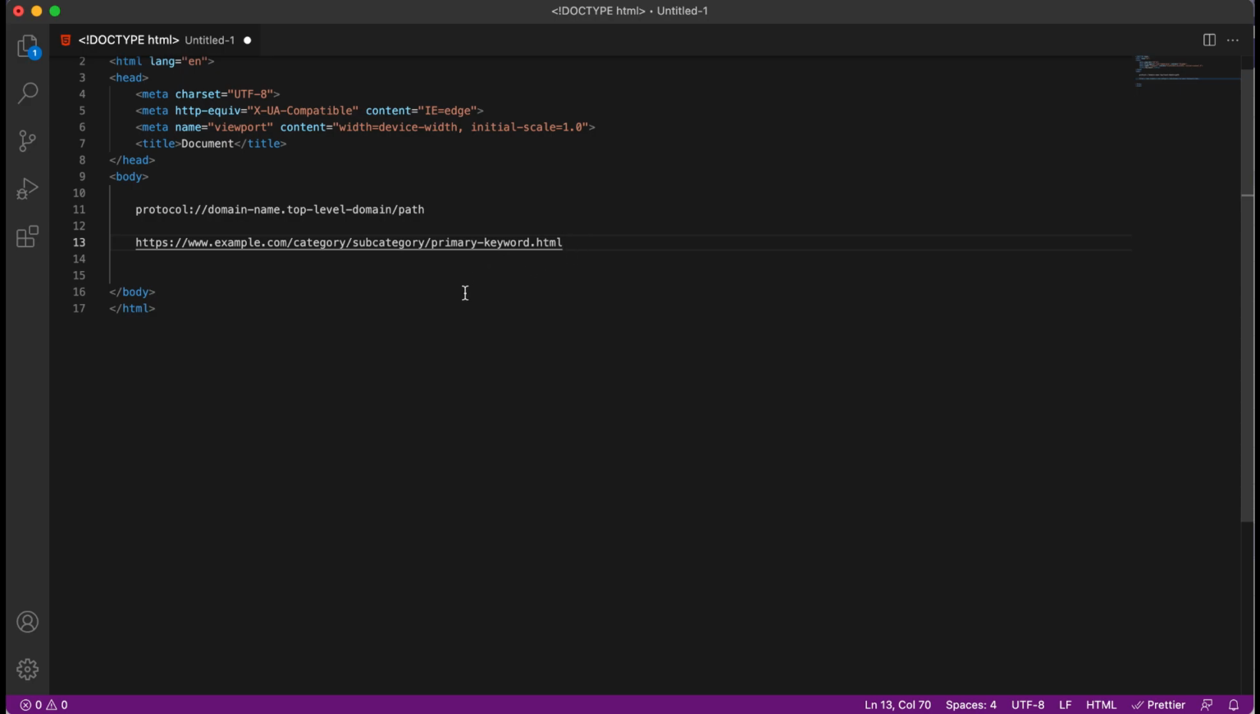The other thing to notice here is we've got a hyphen. So it's always best practice to use a hyphen to separate words rather than underscores. Okay, so there you have it. That is the best practice of writing an SEO optimized URL.